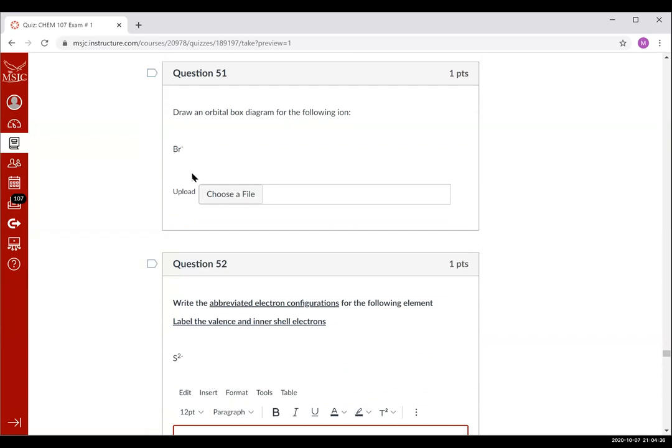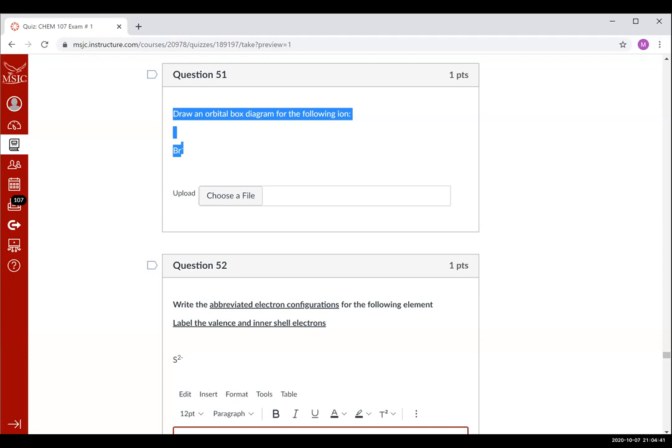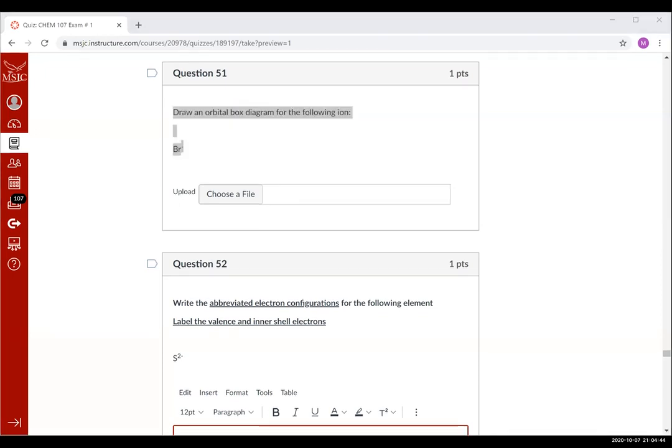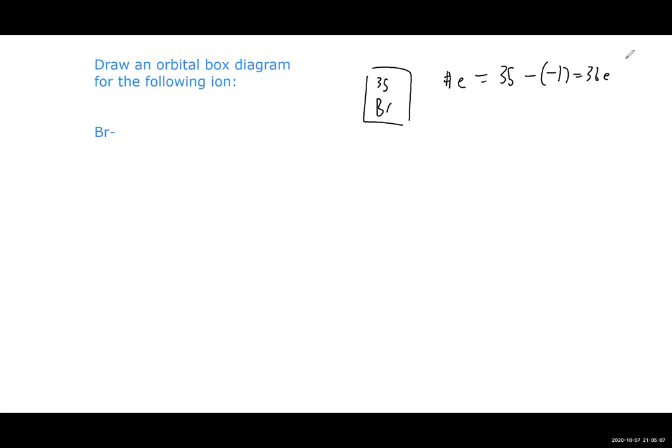So now we're asked to draw an orbital box diagram for Br minus or bromide. So let's work on that. So looking in the periodic table, we know that bromine has an atomic number of 35. So our number of electrons is equal to our atomic number minus the charge, which gives us 36 electrons. We then write out our orbital box diagram.